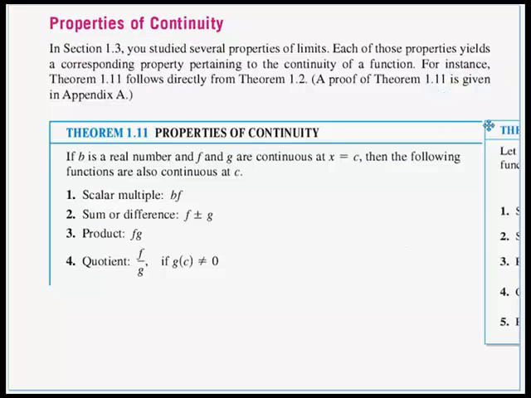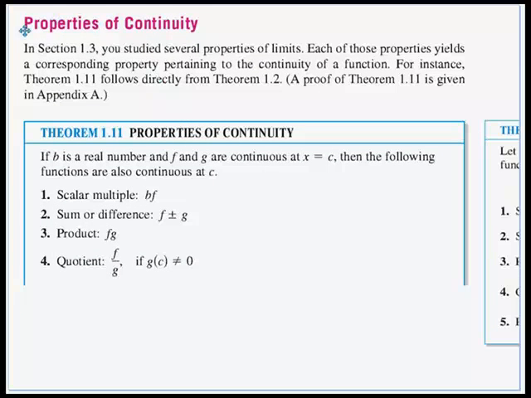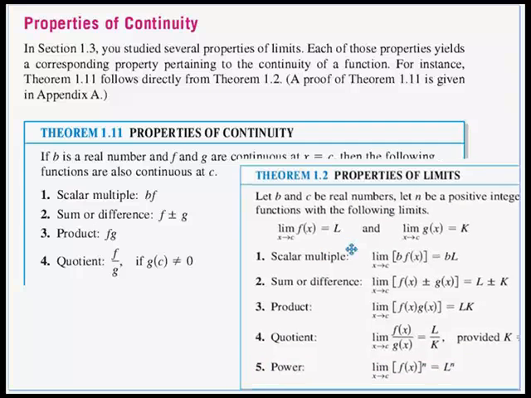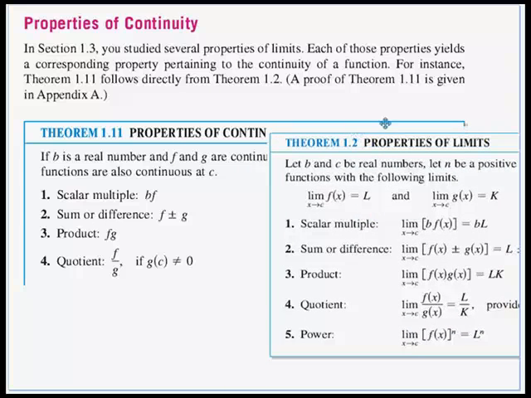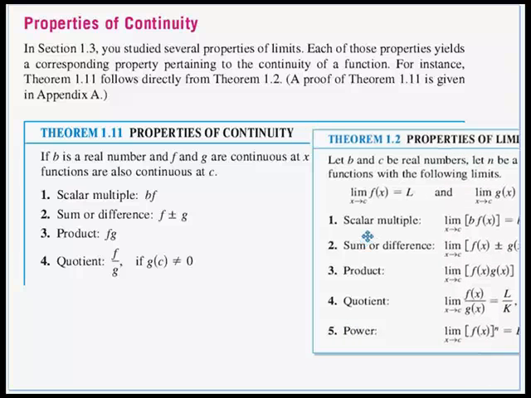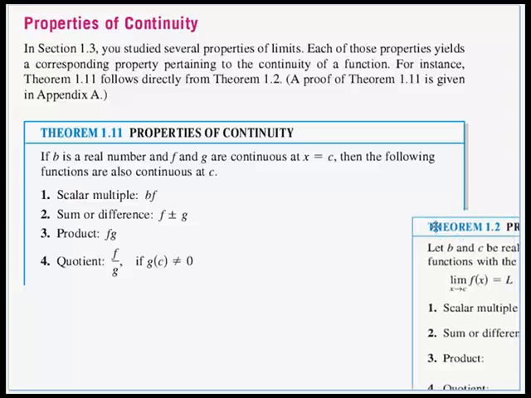Okay, now we have some properties of continuity. In Chapter 2, Section 3, we studied several properties of limits. Each of these properties yields a corresponding property pertaining to the continuity of a function. For instance, Theorem 1.11 follows directly from Theorem 1.2. We have our properties of continuity. And here, this is from before, we have our properties of limits. And you're going to notice they correspond quite nicely.